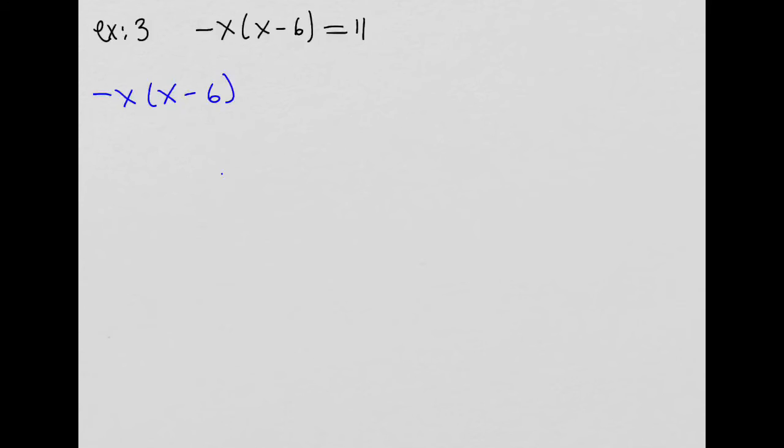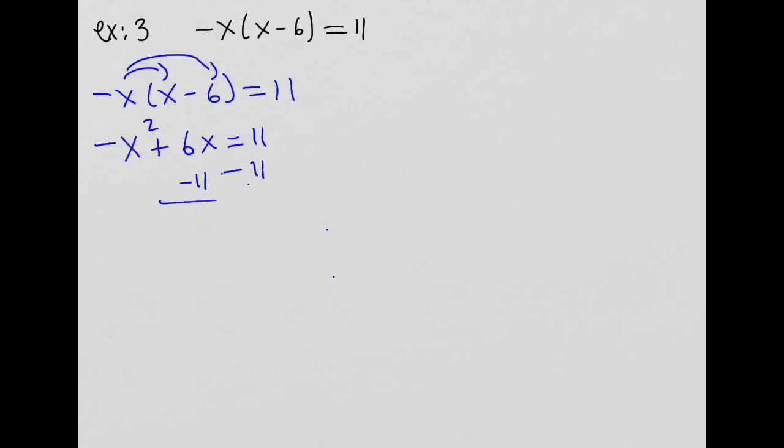So we're going to start by distributing this x. So this gives me negative x squared plus 6x equals 11. Then I'm going to go ahead and minus 11.